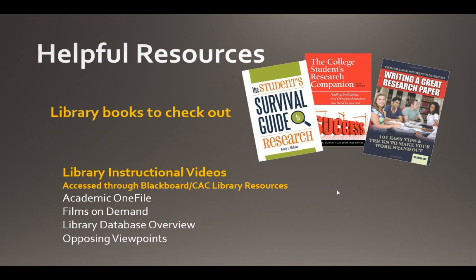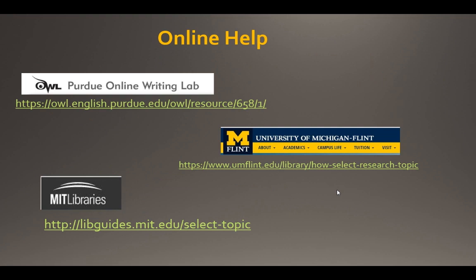Here's some helpful resources that you can find in the library. We have library books to check out that will help you with the entire paper writing and research process. We also have library instructional videos accessed through Blackboard and the CAC library resources that will help you with specific databases and how to research and use them most effectively. There's also some good online help. The Purdue Online Writing Lab, or OWL, has a good webpage on the process of research and defining a topic, as does the University of Michigan Flint. MIT Libraries also has a very helpful page on finding and defining a research topic.